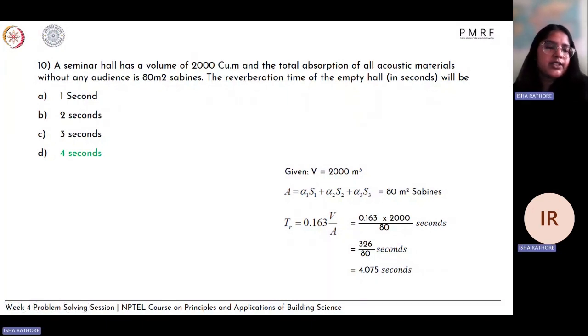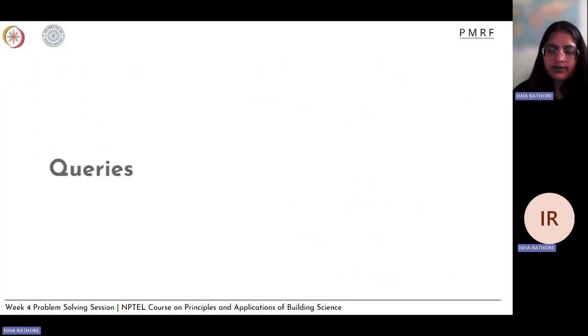So again, equations and numericals can be expected in the examination. So please focus on the equations and know the different parameters and the constant values. Okay. So with this, we come to the end of our session.